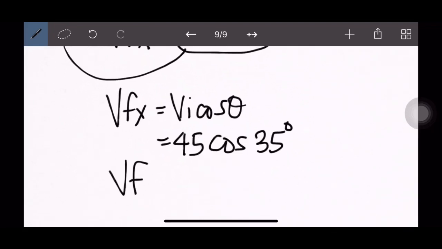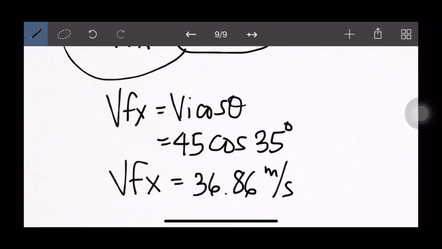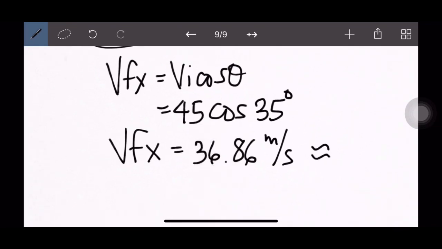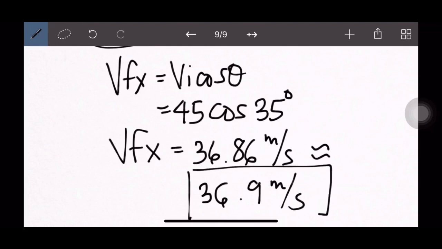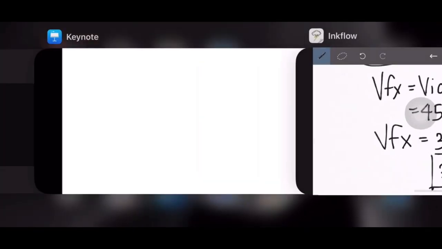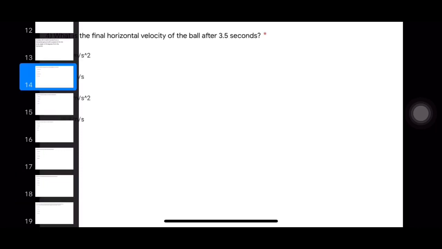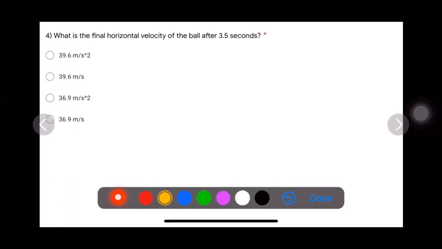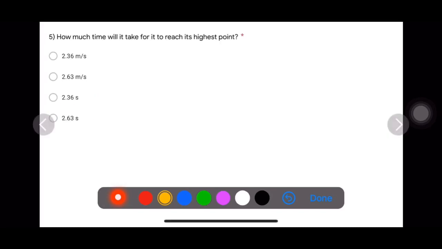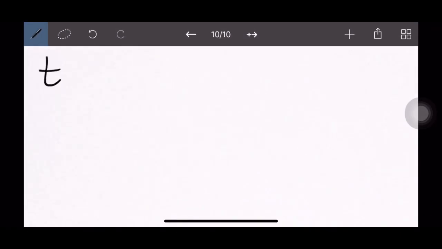So we have the value for the final velocity along the horizontal, that is 36.86 meters per second, or when it's rounded off, it's going to be 36.9 meters per second. So let's look at our choices. The answer is 36.9 meters per second. Let's go to the second one. How much time will it take for it to reach the highest point? So the time at maximum height.